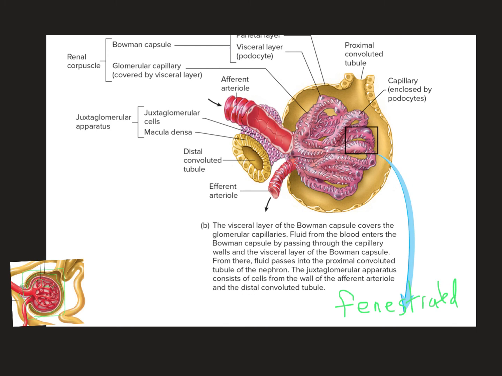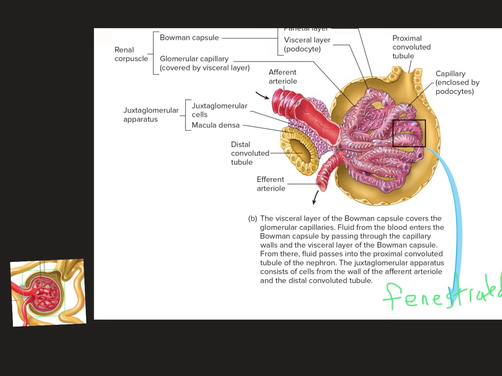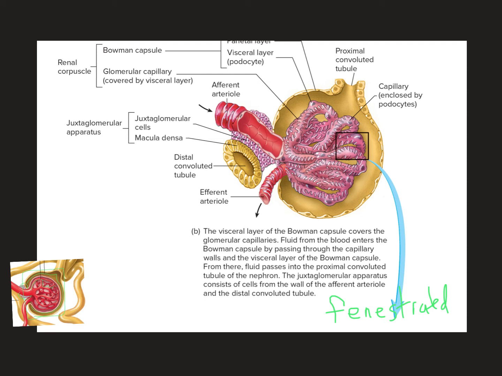So we have our fenestrated capillaries with our little cells wrapped around them. Capillaries enclosed by podocytes. That's what we're going to call those little cells that wrap around them. We have our afferent arteriole coming in. And what is wrapped around that afferent arteriole? Think back to the blood, to the circulatory system. What do we find before capillaries?